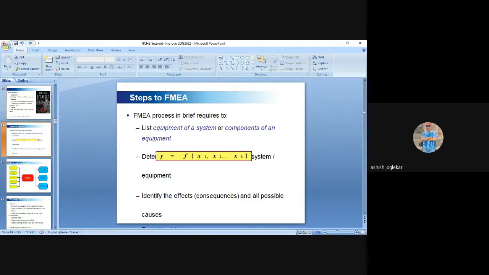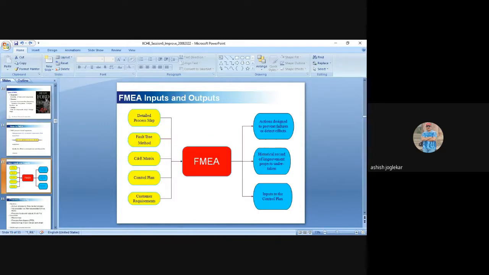For doing my FMEA, again, you must find out what are the X's, that is X1, X2, X3. You have to find them by using the fishbone diagram or Ishikawa diagram or any brainstorming session. Then FMEA inputs are the detailed process map, fault tree method, cause and effect diagram, that is the C&E matrix, control plan, customer requirements. Then you go to the FMEA, and what are the outputs of FMEA? Actions designed to prevent the failures. Historic data for improvement projects undertaken. Input to control plan.